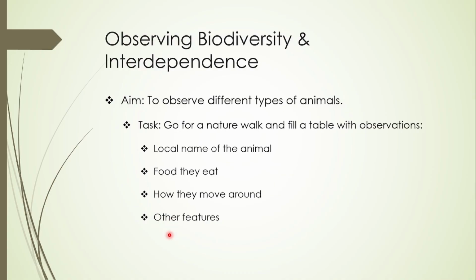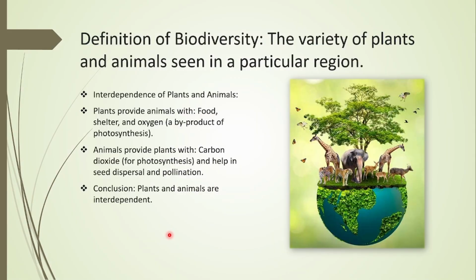Just like plants, animals also show great diversity. You can observe what they eat, how they move, and their unique features. For example, a sparrow eats grains and flies, while an earthworm eats soil and crawls. Then, what is the definition of biodiversity? So, biodiversity means the variety of plants and animals in an area.